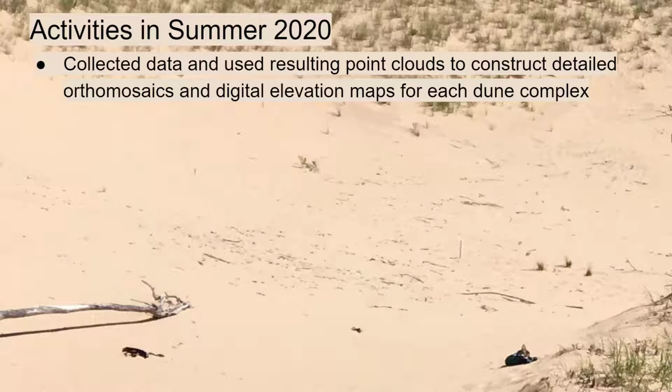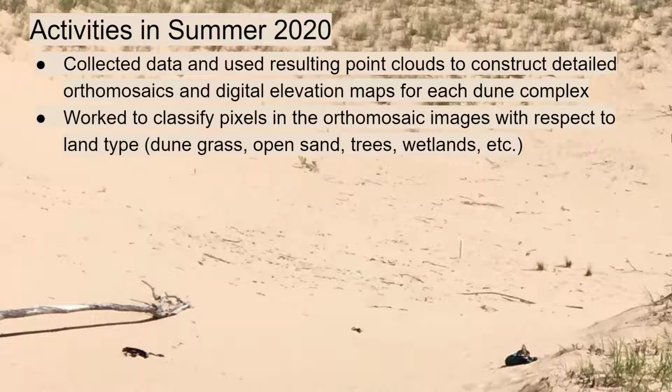We collected data and used the resulting point clouds to construct detailed orthomosaics and DEMs for each dune complex. Both of these are raster images. The orthomosaics have the multispectral data within the image, and the DEMs, or digital elevation maps, also have elevation information in them. We also work to classify pixels in the orthomosaics with respect to what type of land they are, either dune grass or open sand, trees, wetlands, sometimes structures and other things.